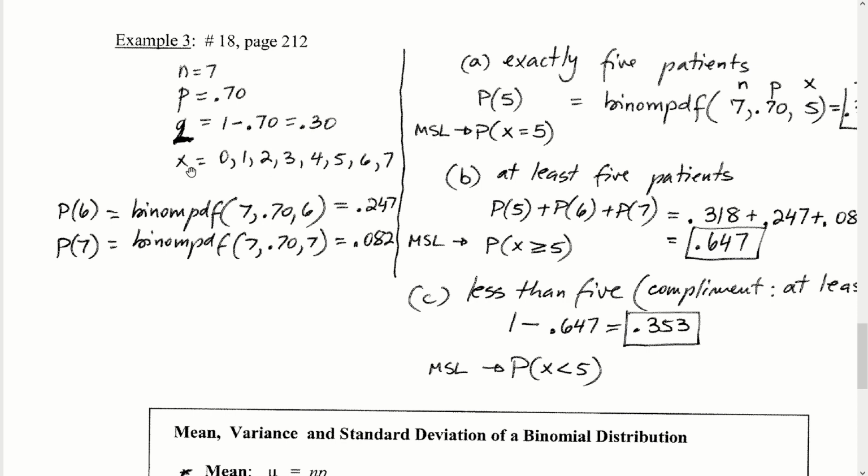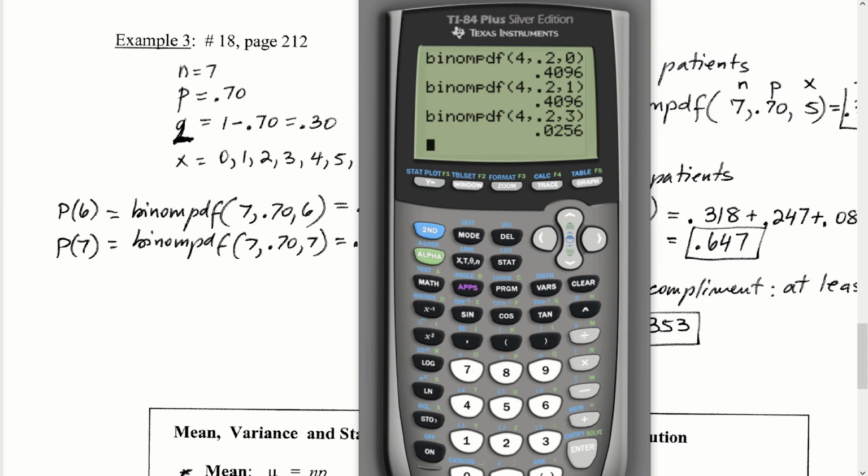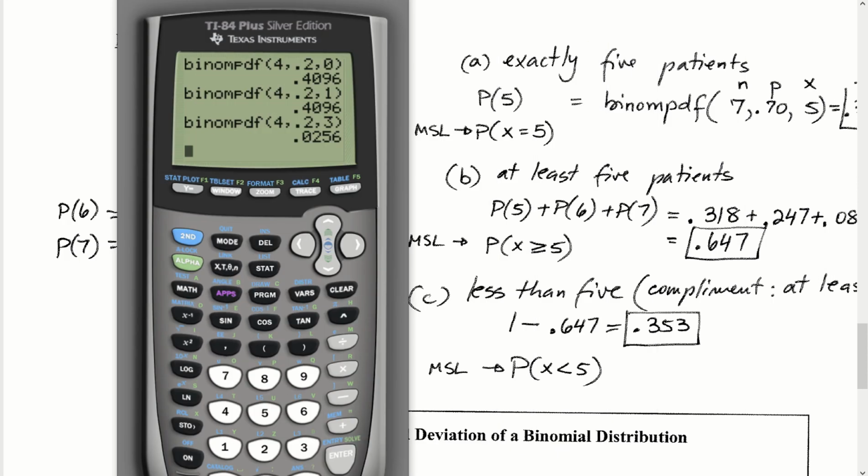And as always, the random variable will always range from 0 up to n. So in this case, it's going to range from 0, 1, 2, all the way up to 7. The first part of this question says, find the probability that exactly 5 patients have a successful surgery. So we want P of exactly 5.